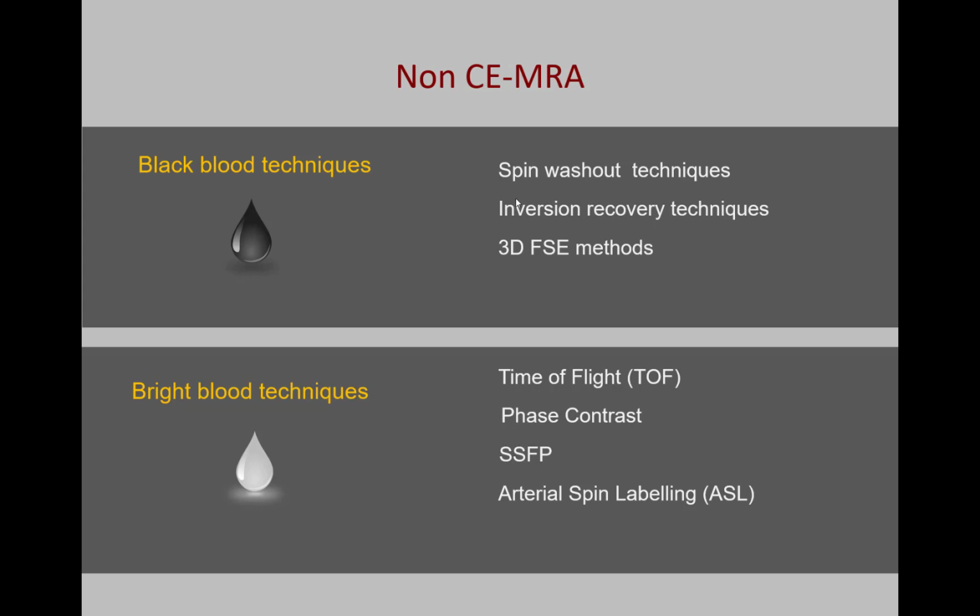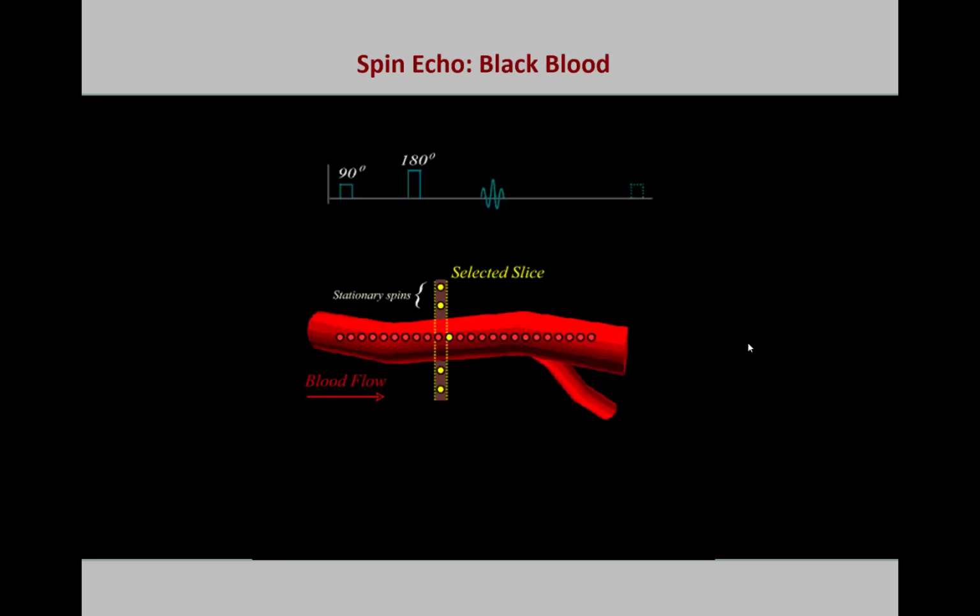Okay, so the first one we will look at in detail is called spin washout. It's one of these black blood techniques. It's inherent to spin echo type sequences, so it's really just a consequence of the way that spin echo works. To visualize it, imagine that we've got a blood vessel and we're selecting a slice to image that's more or less perpendicular to that blood vessel. The little circles here represent spins that are either in the blood and flowing or are in the selected slice and are stationary.